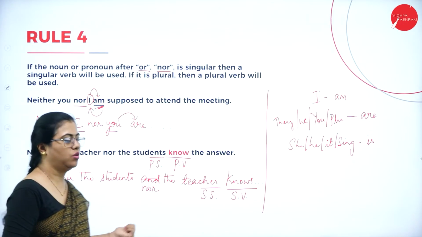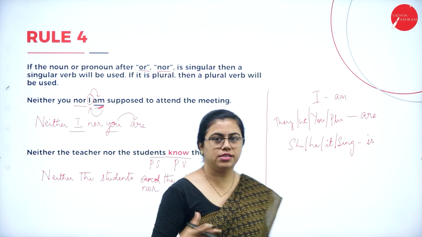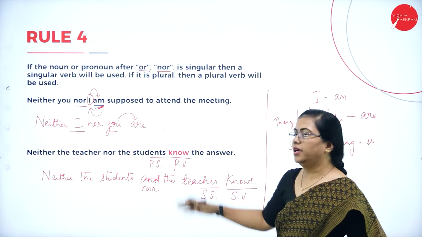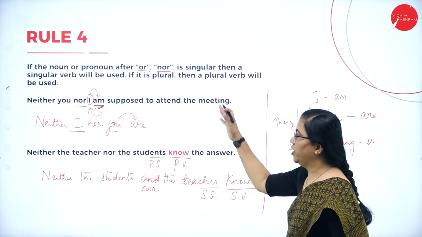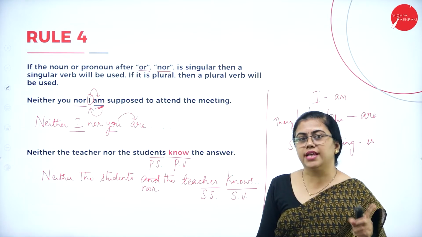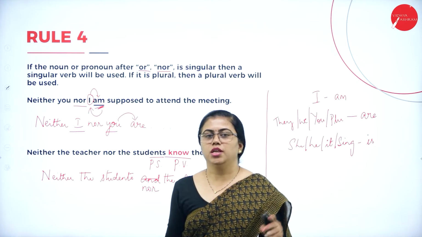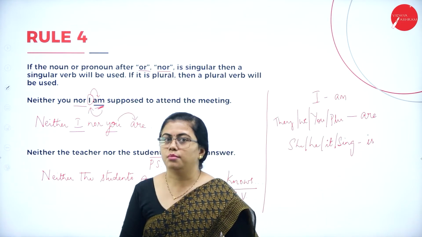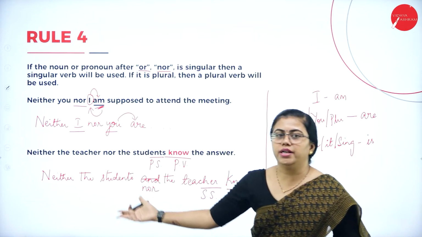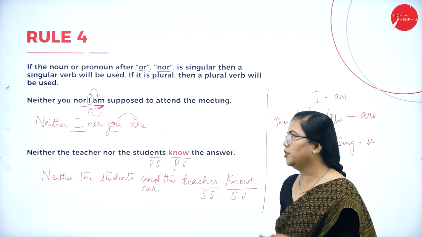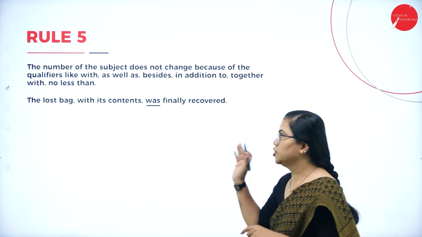So this is how you use it whenever these conjunctions are there, like neither and nor. So or and nor you have to consider like this. When it is and, that is also a conjunction, you make it a plural subject. But these conjunctions you treat in a different way. So be careful when you are using them. Let us go to rule number 5.